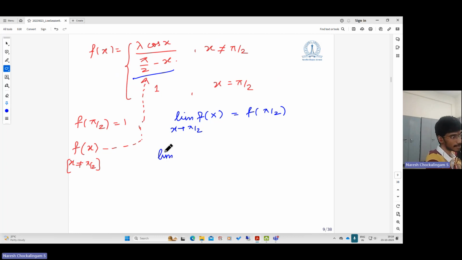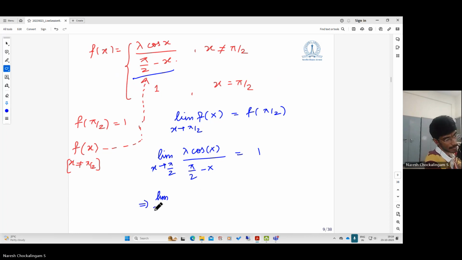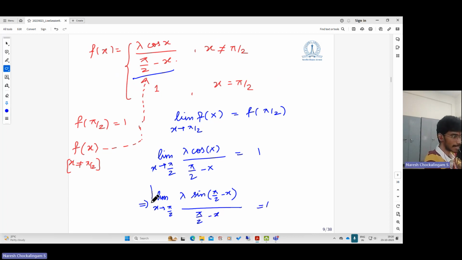Therefore, limit x tends to pi by 2, lambda cos x divided by pi by 2 minus x is equal to, what is f of pi by 2? It is 1. So let us simplify this further. You can write cos x as sine of pi by 2 minus x. Therefore, limit x tends to pi by 2, lambda sine pi by 2 minus x divided by pi by 2 minus x is equal to 1. So this is the condition we have.